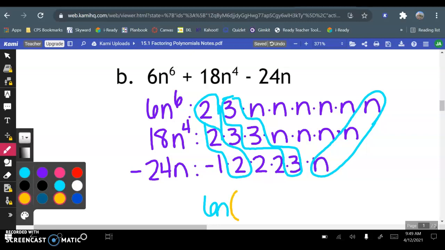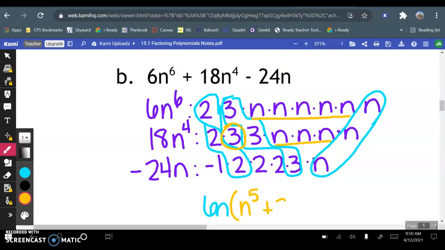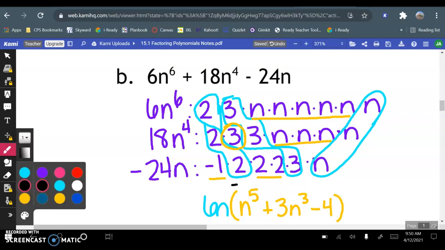And then what's left over? This one has n to the 5th power, 5 n's. This one has a 3 and 3 n's. So that would be 3n to the 3rd. And then we have a negative 1 and 2 2's. So that would make negative 4 left over out of that one. So that is your simplified answer.